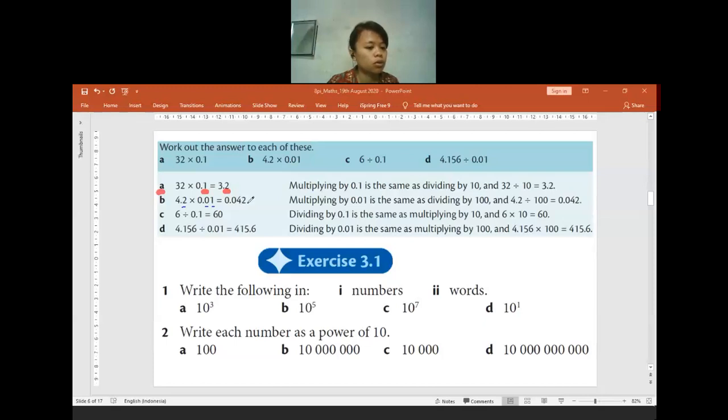0.042. Okay. If we divide the number by a decimal, we can change it into a whole number, so it will be easier for you to do.